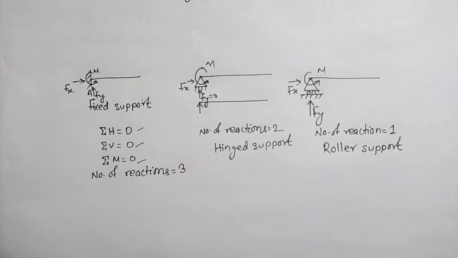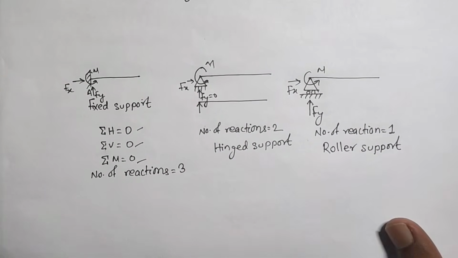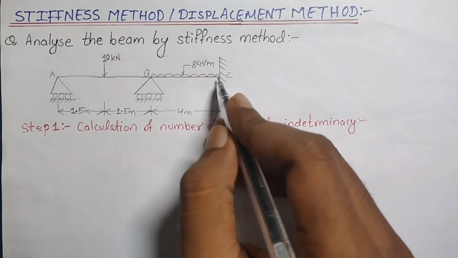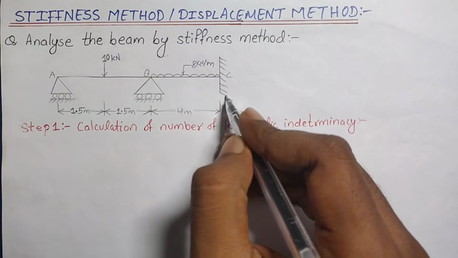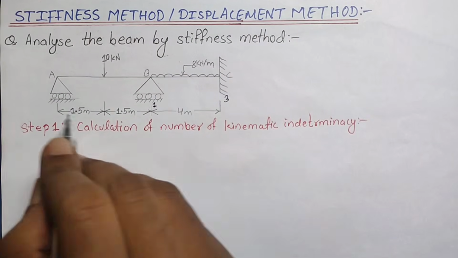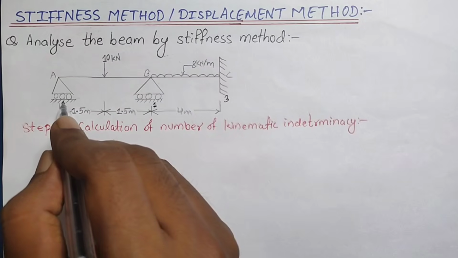So guys, I hope you understood this concept. Now let us move toward step 1. Now see here guys, this is our fixed support, which means the number of reactions here is 3. This is our roller support, number of reactions is 1, and this is our roller support, number of reactions is 1.